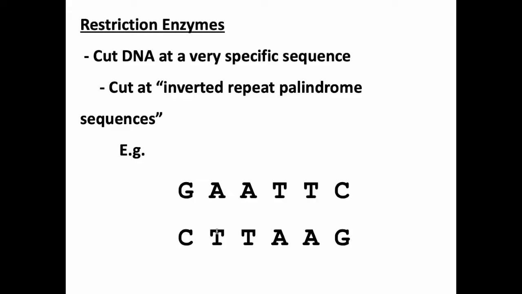This is two sequences, of course, because this is double-stranded DNA we're talking about. And this is GAATTC on one strand, and on the other strand, C's pair with G's, A's pair with T's, so the other strand is CTTAAG. What's so special about this? Well, let's read this first strand again. GAATTC. Now, let's read the opposite strand, but we'll read it backwards.